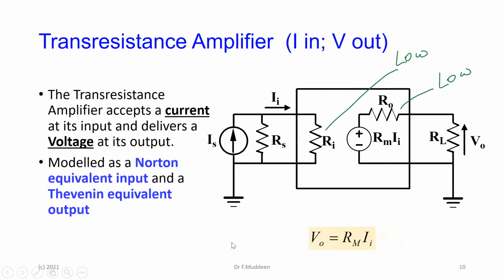Right? And then the final one in the group of four amplifiers is the transresistance amplifier that takes a current input and gives you a voltage output. So this one, we take a Norton input because it's a current source. So you want the input impedance here to be very low, so that whatever the source is supplying, the current goes right into the amplifier.